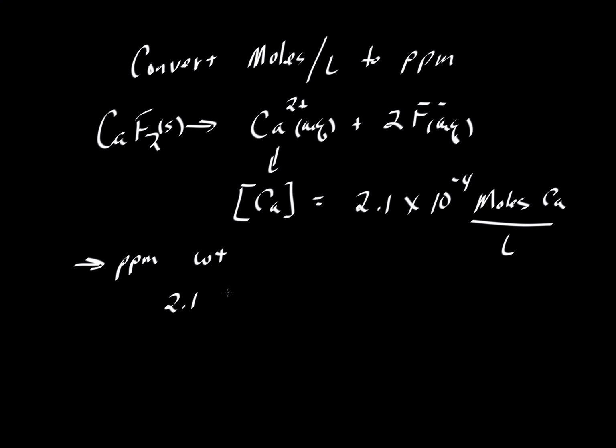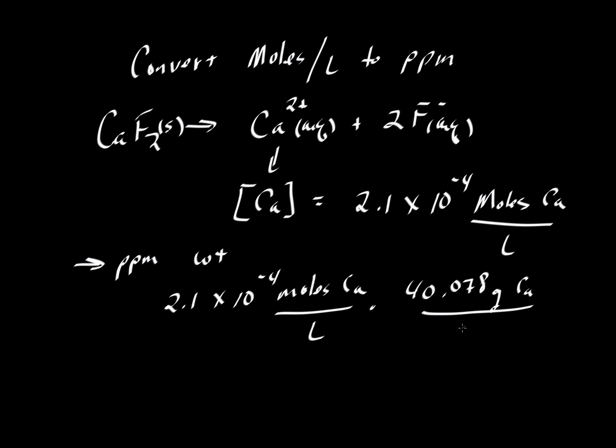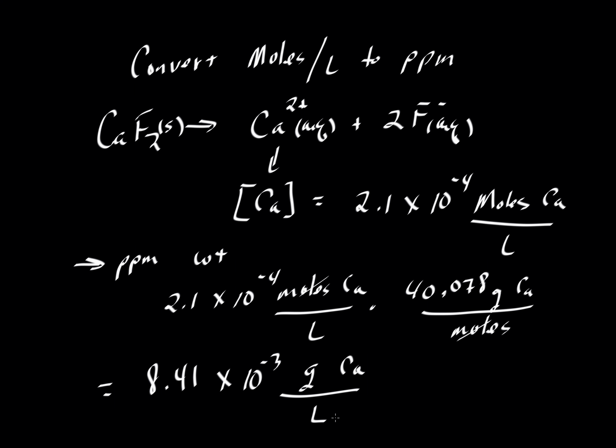So we're going to take 2.1 times 10 to the minus 4. That gives us the moles of calcium per liter. And then we're going to multiply that by 40.078 grams of calcium per mole. So this is the atomic weight of calcium. It's 40.078 grams per mole of calcium. That'll allow moles to cancel, leaving us grams. And if we do that calculation, then we get a value of 8.41 times 10 to the minus 3, and that is now grams of calcium per liter of solution.